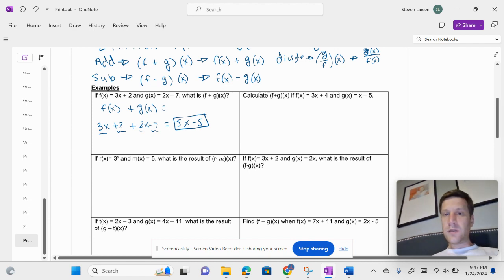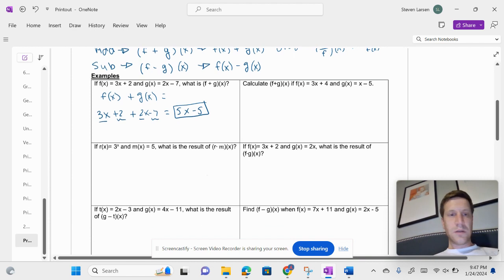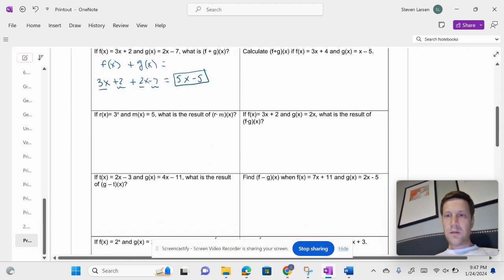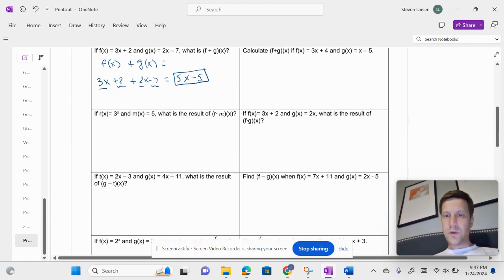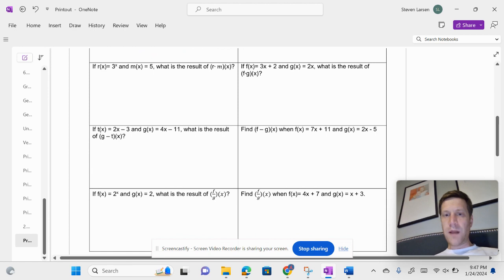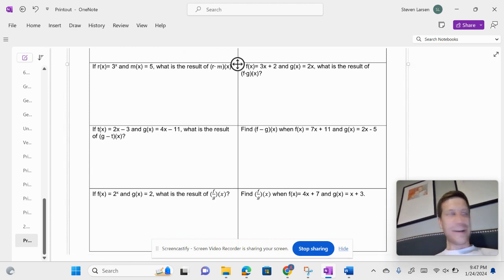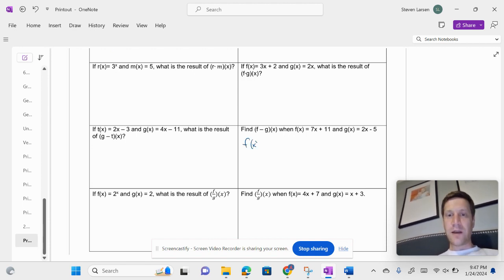Let's do some subtraction. Yeah, let me jump down here. f minus g of x. My battery's about to die and I forgot my charger. I don't want to stop recording, so I'm going to go quickly here. f minus g of x, that means f of x minus g of x.